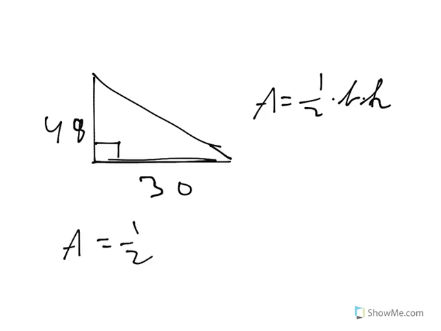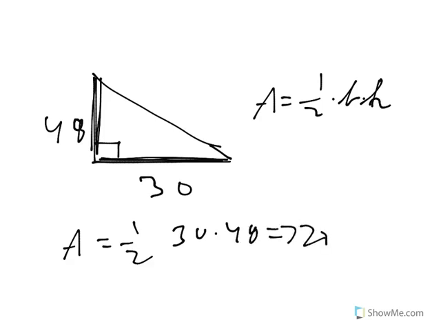When you have a right triangle, you can call the horizontal side the base, or the two legs are the base and the height, which is 720. That formula comes from the fact that a rectangle is base times height, and a right triangle is just half of a rectangle.